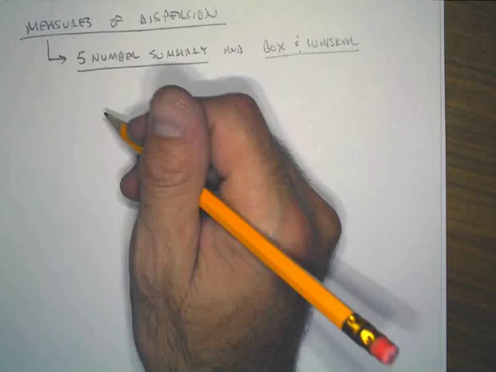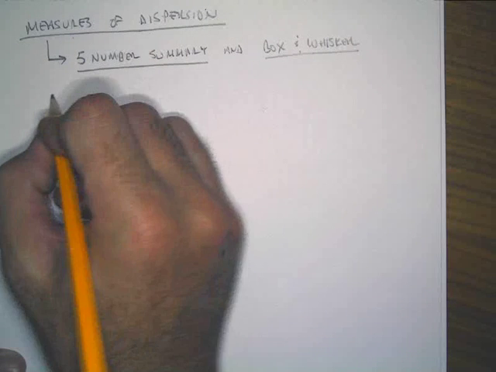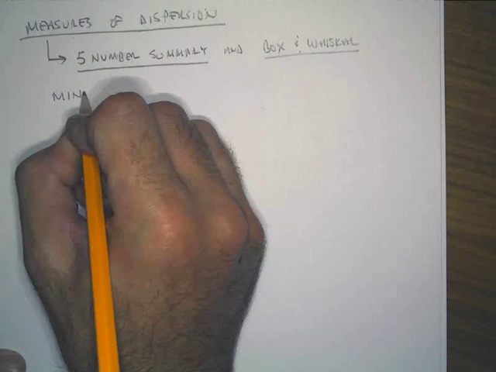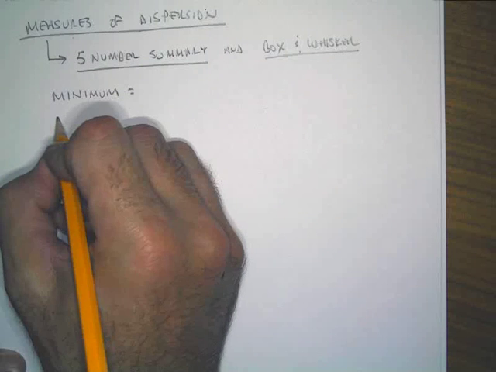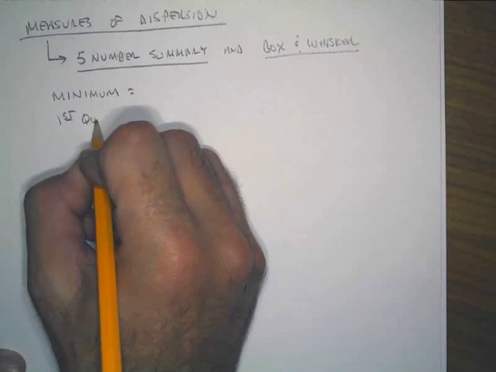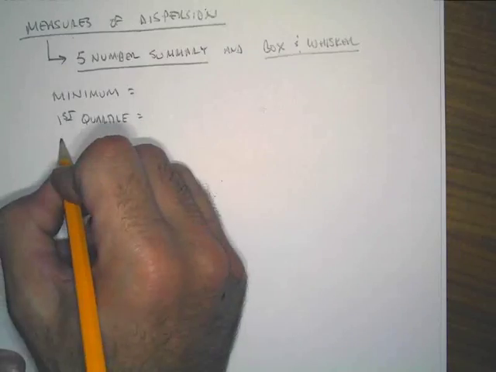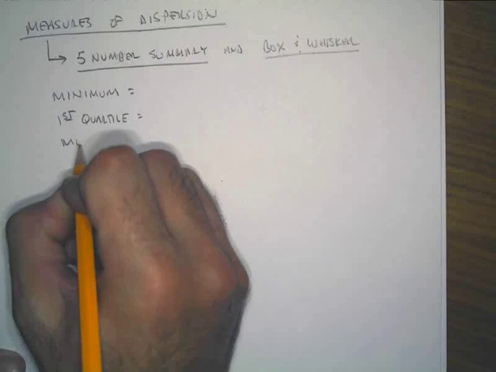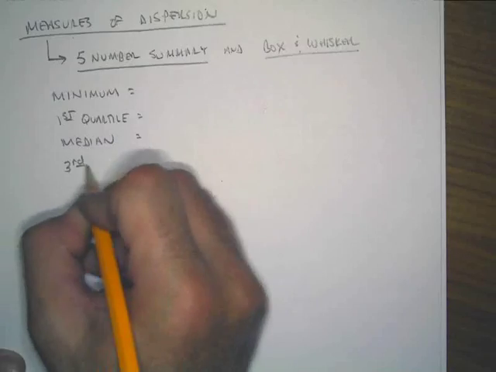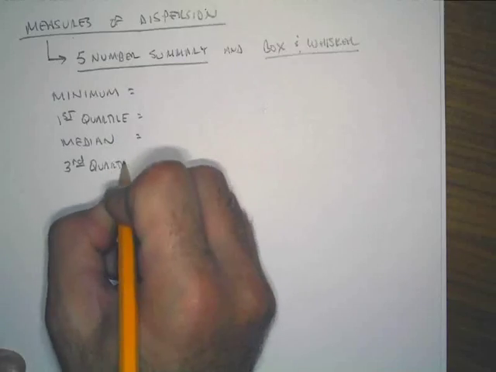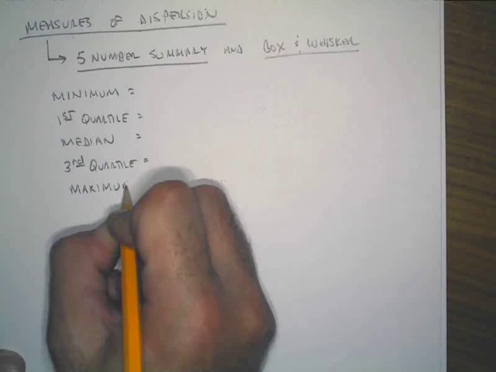And so the 5-number summary works like this. There are 5 numbers that describe the data. The first one is the minimum. The second value is called the first quartile. Then the next value is the median. And then there is the third quartile. And then there is the maximum.